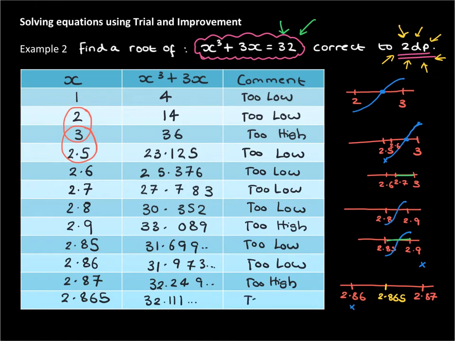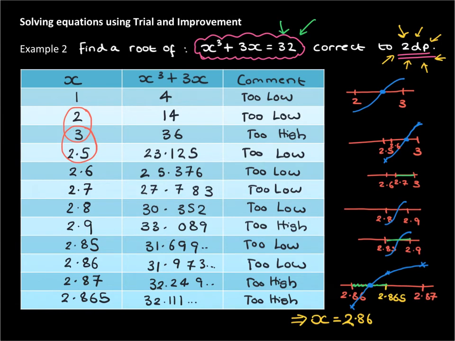32.111, which is just a little bit too high. So that would be up there. So that means the changeover between low and high occurs here. So have a look at this. You can see if I join up these crosses like that, then the answer must be somewhere in between 2.86 and 2.865, which means when you round that number, it's going to round down to 2.86. So our answer, correct to 2 decimal places, is 2.86.